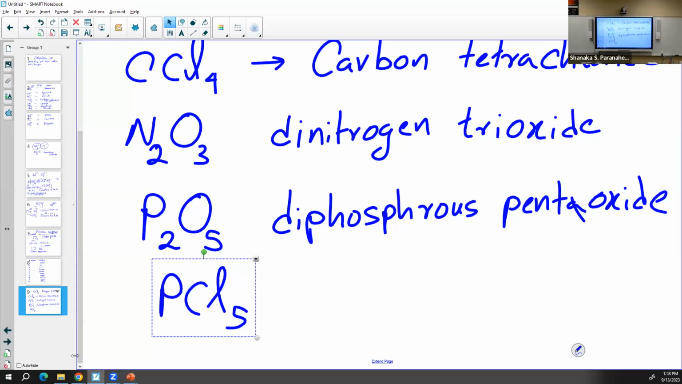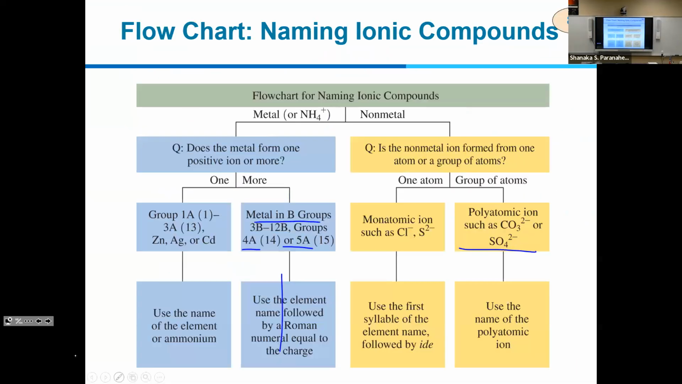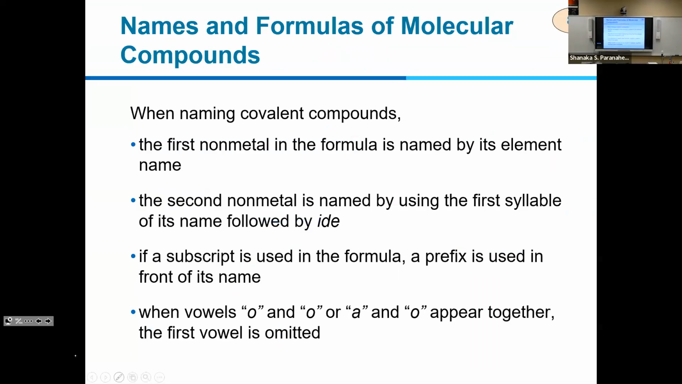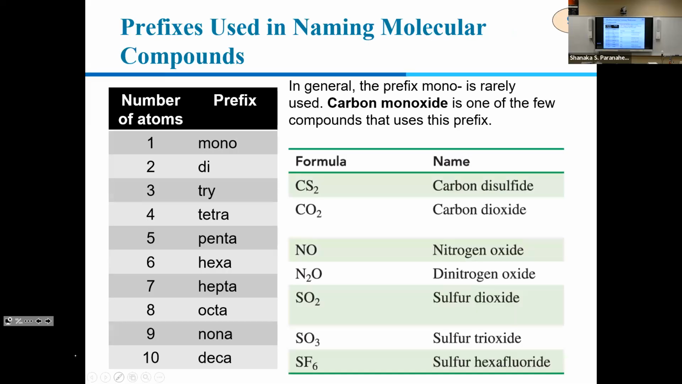Naming covalent compounds is easy. You simply need to give the number of atoms in the name. You can see these rules on slide 89. When naming a covalent compound, the first nonmetal in the formula is named by its element name. The second nonmetal is named by using the first syllable of its name followed by ide. If a subscript is used in the formula, a prefix is used in front of its name. When vowels O and O or A and O appear together, the first vowel is omitted. You can see the prefix table on this slide, and also the exception. Carbon monoxide is the exception.